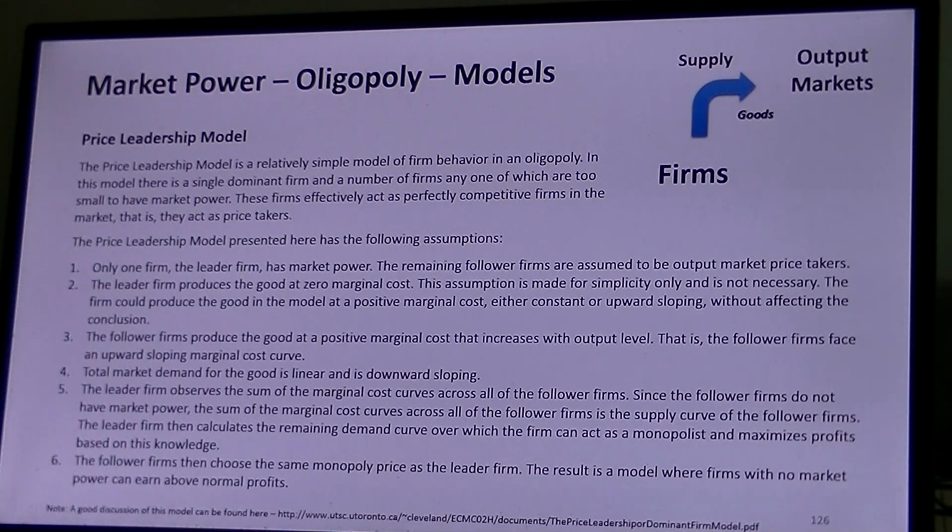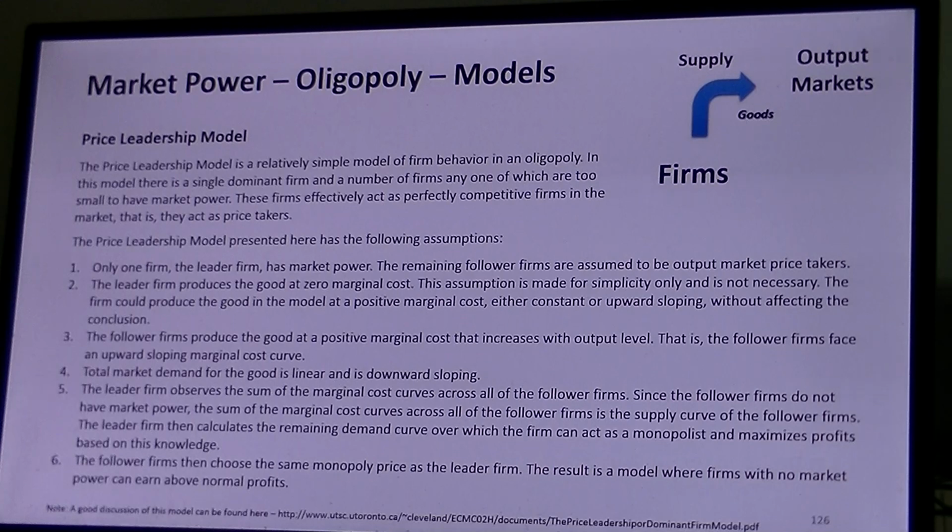If one firm has a dominant position, then typically what the other firms do is they watch what the dominant firm does and follow their behavior, and that affects their behavior. They follow what the leader firm does. So that's the most important assumption we make here, that the one firm, the leader firm, has market power. The remaining follower firms are assumed to be output market price takers. Okay, so they're price takers, just like in perfect competition, they are price takers in their output market.